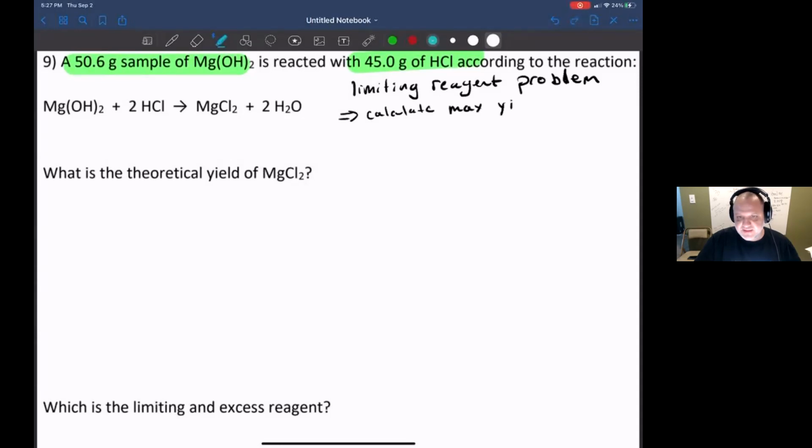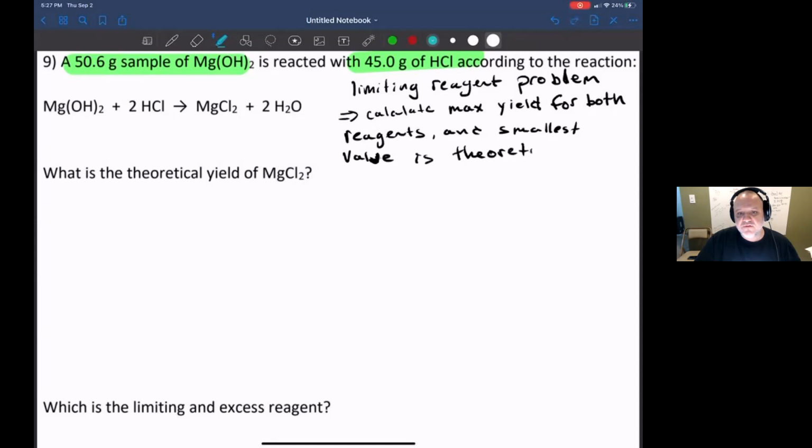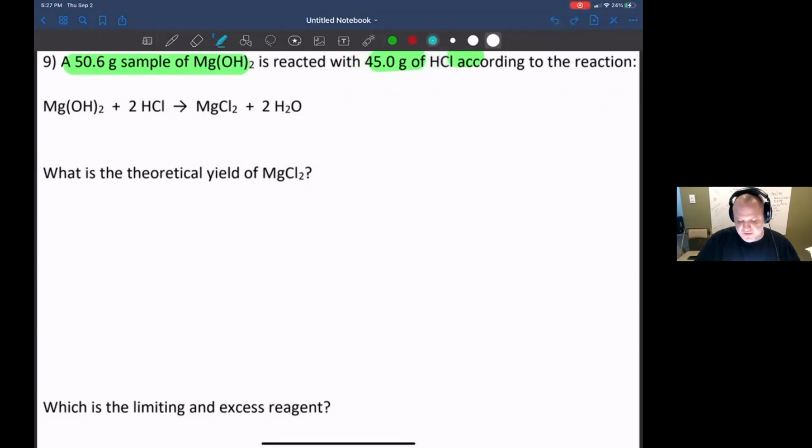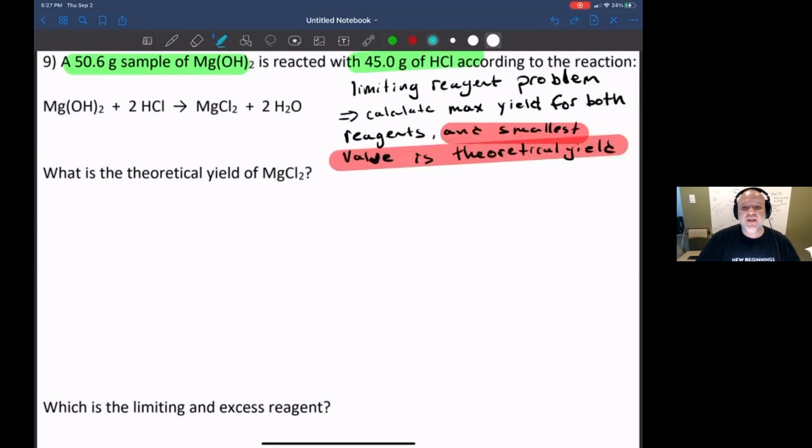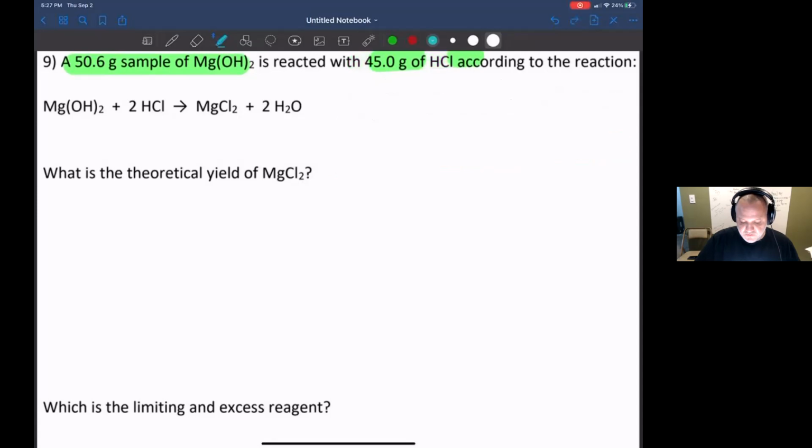Okay, so the idea behind a limiting reagent problem is that you want to calculate the maximum yield for both reagents. And then you're going to examine it, and the smaller value of those two calculated yields will be your theoretical yield. So again, calculate the max yield for both reagents. The smallest value is the theoretical yield. Okay, so what's the plan then?